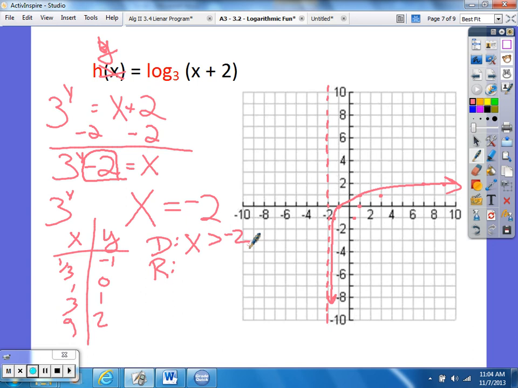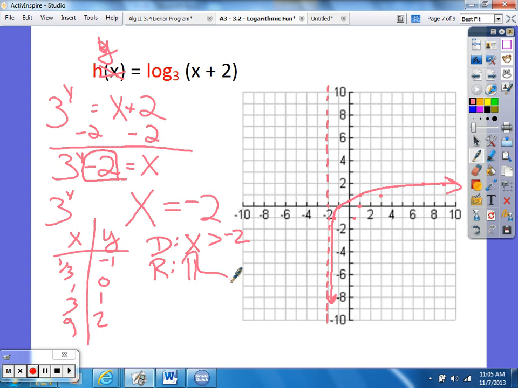By the way, your asymptote line and your domain for these will always have the same number in them. Your asymptote line and your what will always have the same number if it's just a regular exponential function. And the range. Yep. In this case, what's the range? All real numbers.